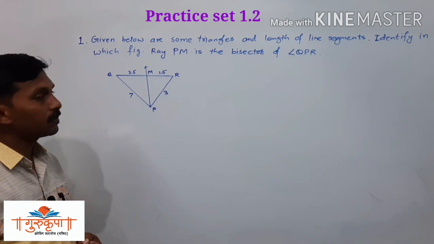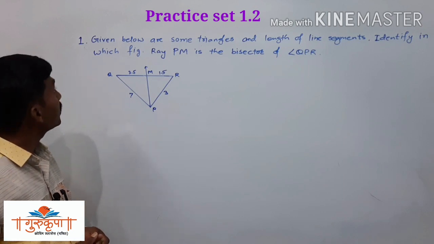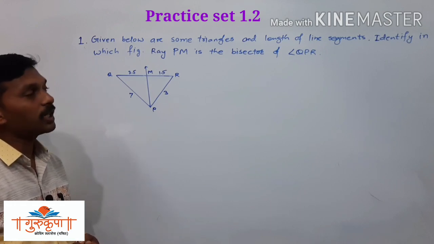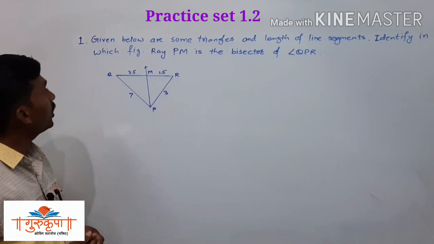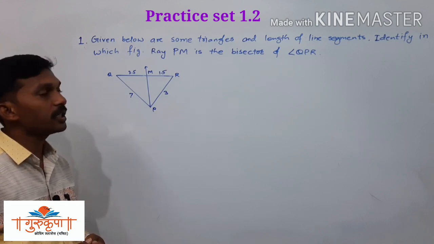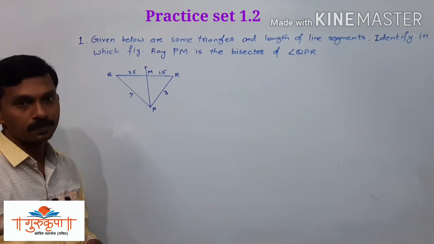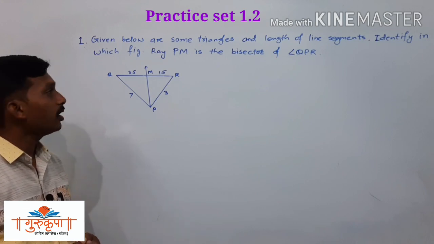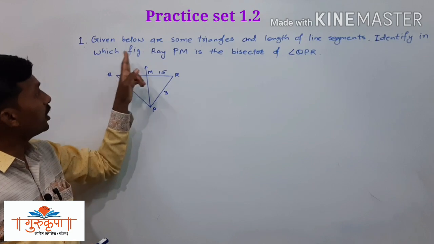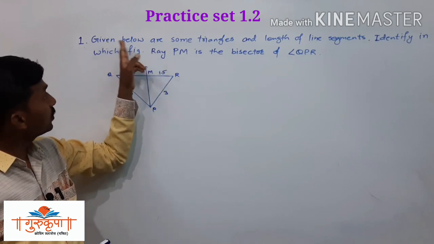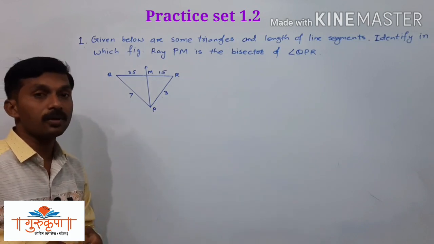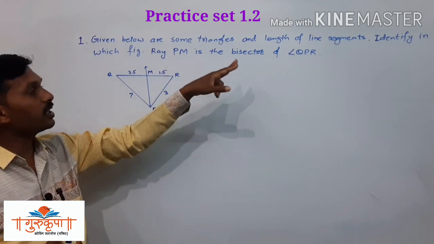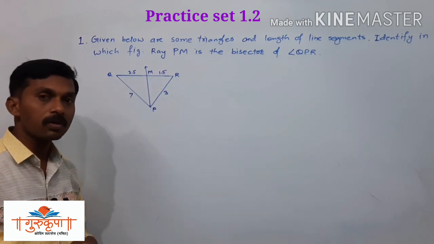The first question from this practice set 1.2: given below are some triangles and length of line segments. Identify in which figure ray PM is the bisector of angle QPR. Here we have given three figures, and in each and every diagram we have given the length of the line segments of the triangle, and we have to determine whether ray PM is the bisector of angle QPR or not.